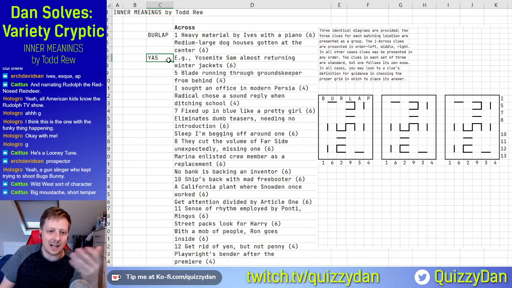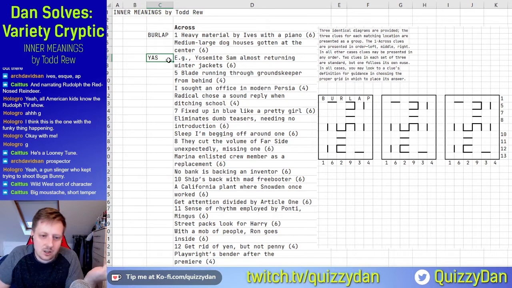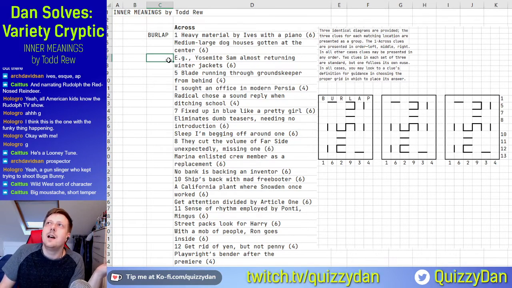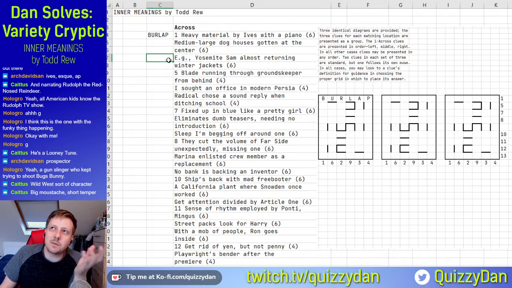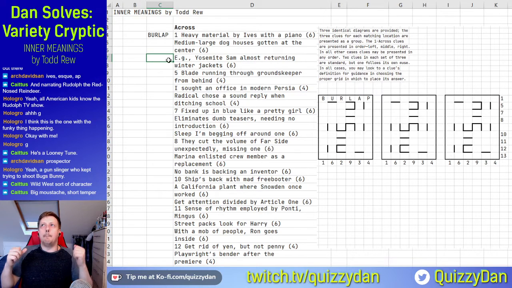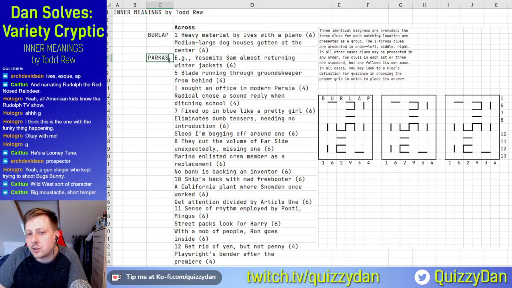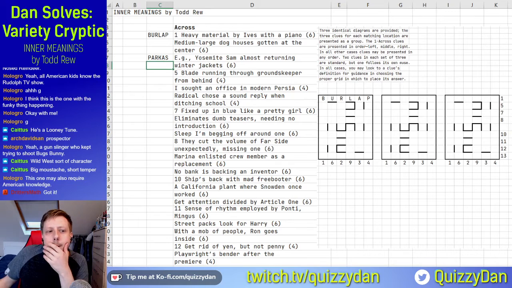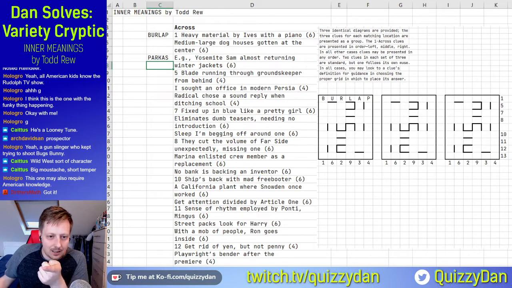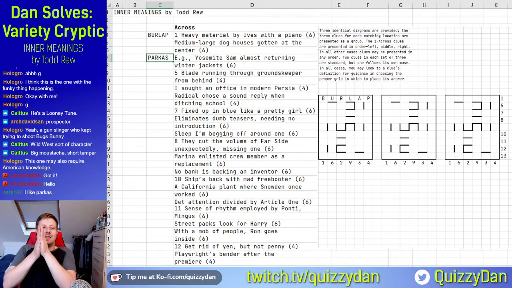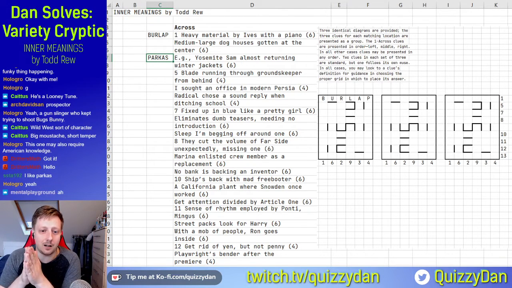And it ends in an S, and winter jackets. I feel like winter jackets is the definition here, so it's like gilets. I can't think of something ending Y-A-S. Winter jackets, duffels, parkas. It's going to be parkas. Right. It is parkas, isn't it? Because Yosemite is a park.